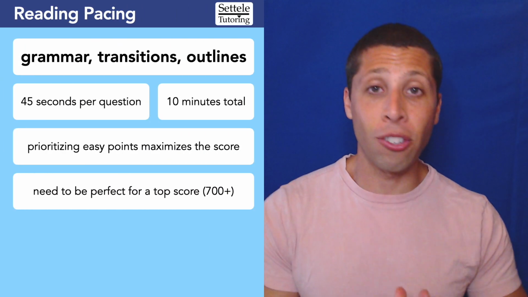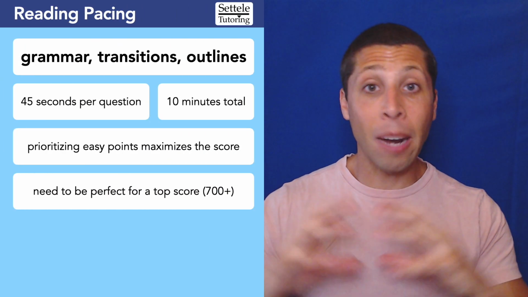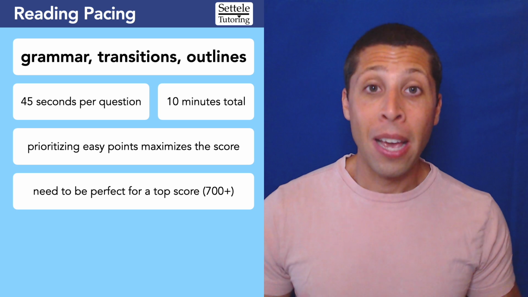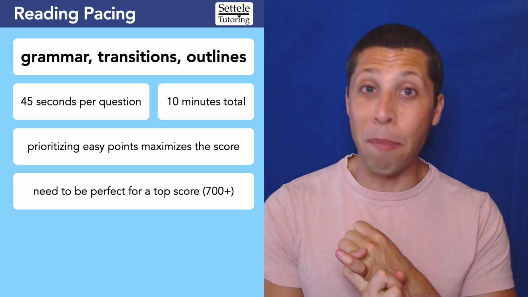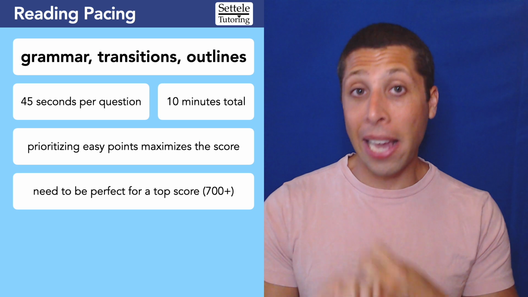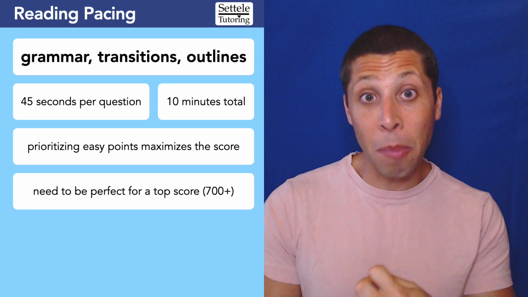First, the grammar, transitions, and outlines, we're doing those first, and I'm going to just lump them all together because it's all the same. Basically, you're looking at 45 seconds per question. You really don't want to get more than a minute for sure. And that means about 10 minutes total for these questions. It's about half the test.